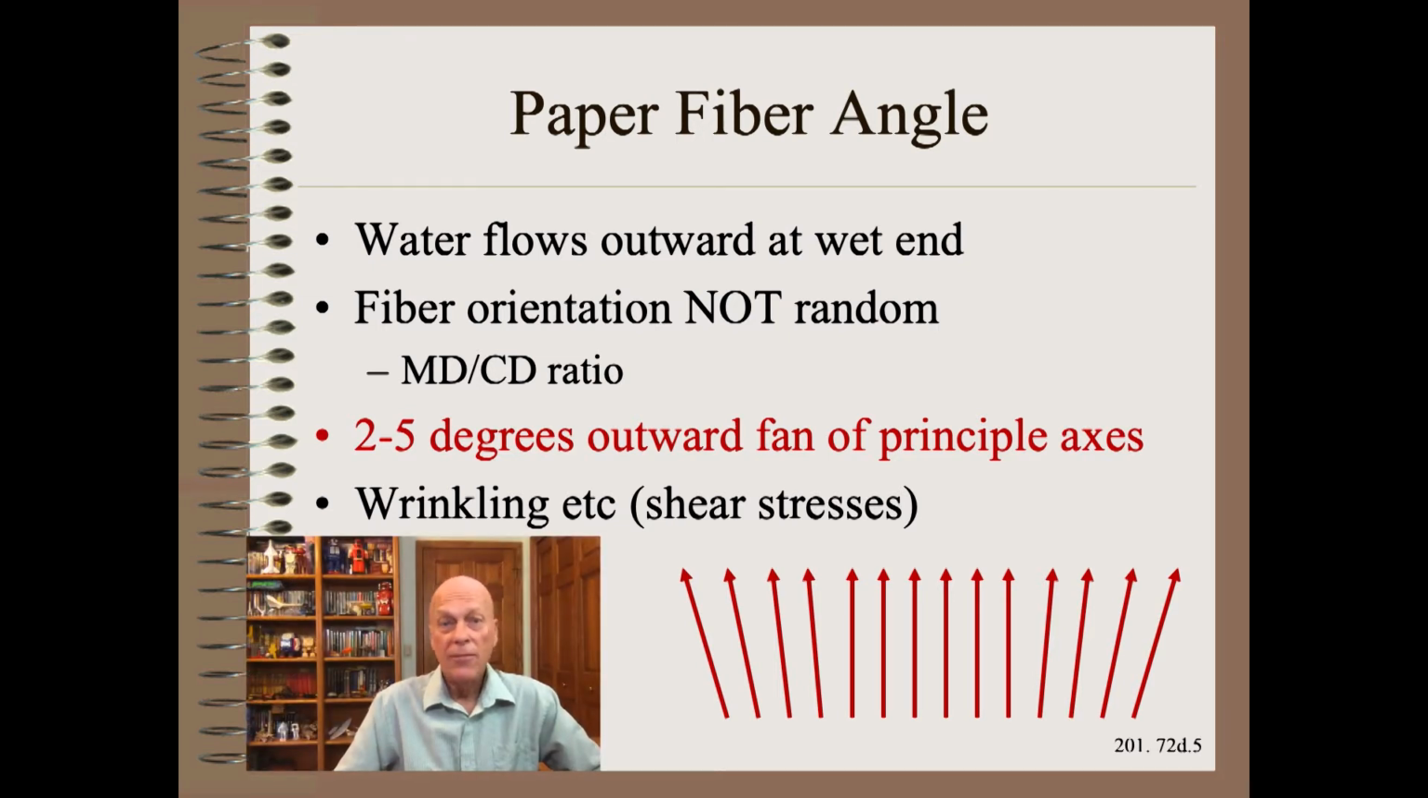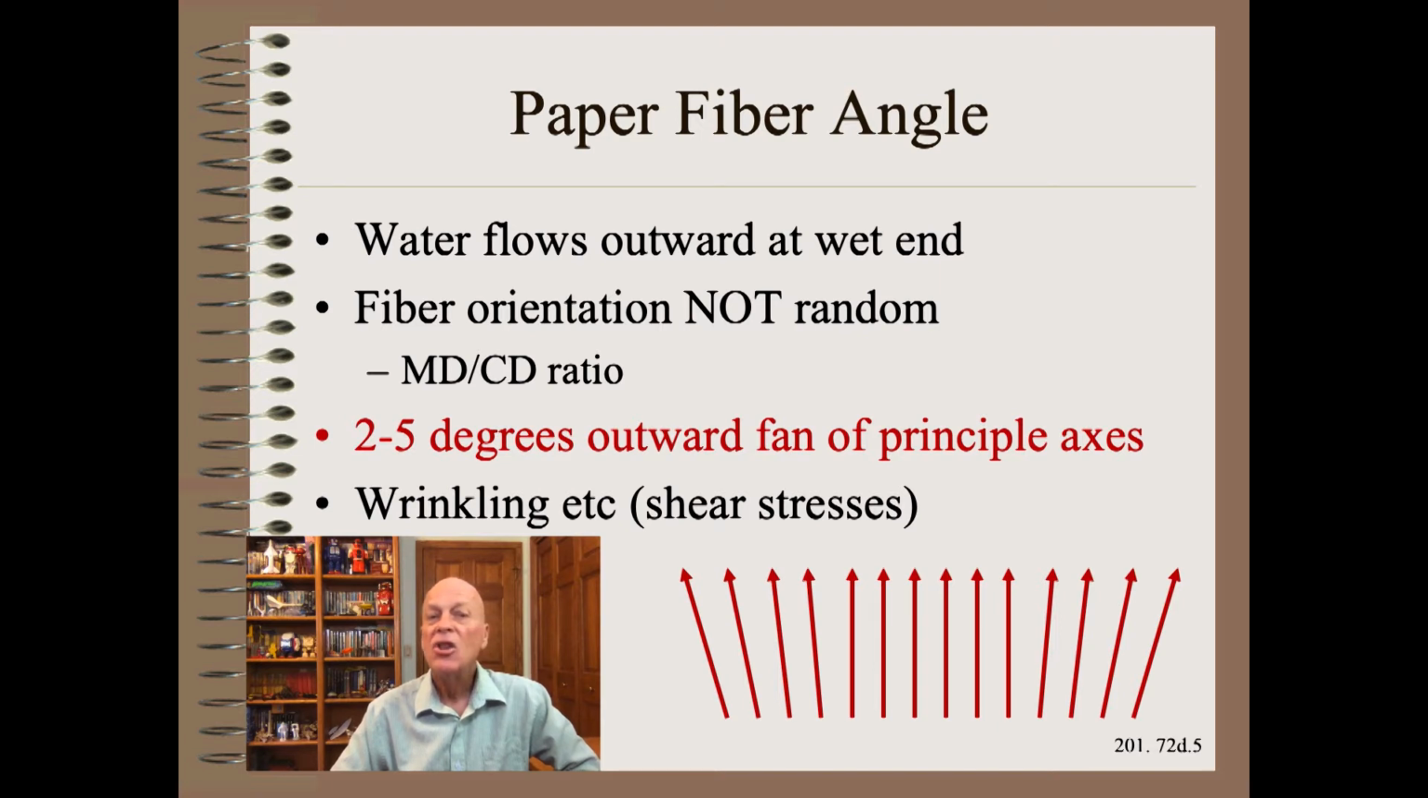This next example from a totally different industry, paper, has very similar results. Here, all we need to know is that the watery paper stock coming out of the headbox on the wet end of a paper machine tends to flow outward at the edges. The result is that the fiber orientation is not random. I do not mean the intentional MD to CD ratio that all paper makers are familiar with, that results from the drag and rush settings of wire speed.